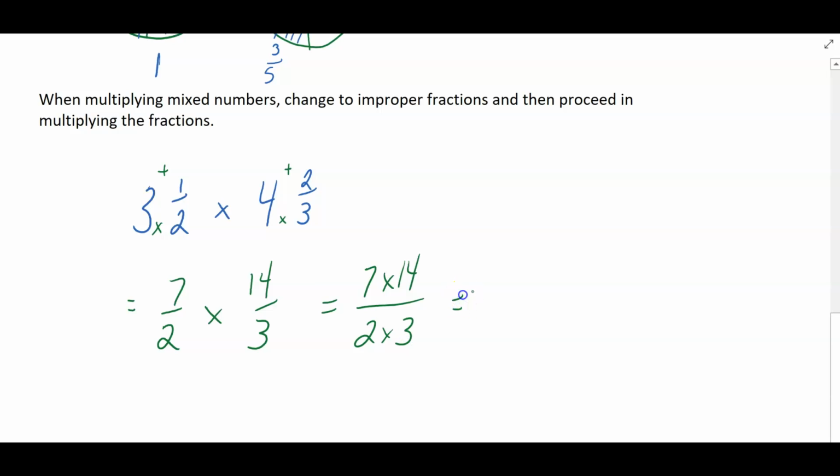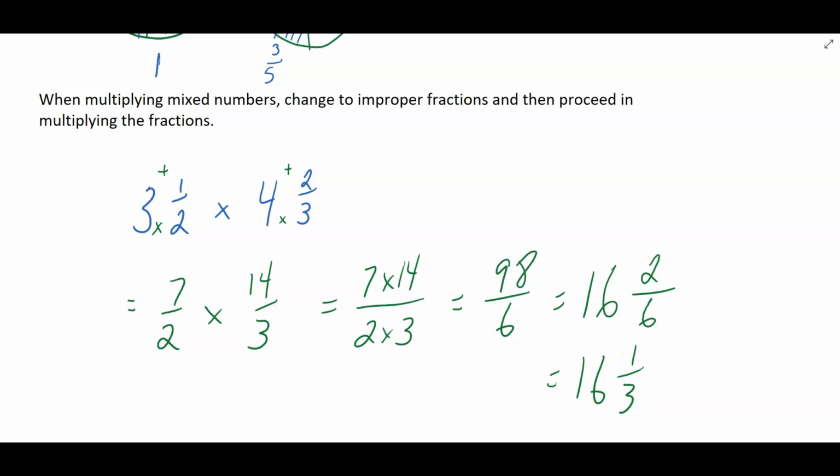7 times 14 is 98. 2 times 3 is 6. How many times does 6 go into 98? Well, it goes in there 16 times. 6 times 16 is 96, leaving 2 to get to 98. So 2/6 left over, and 2/6 would be reduced to 1/3. And that's multiplication of fractions.